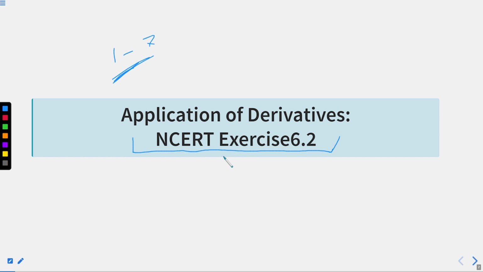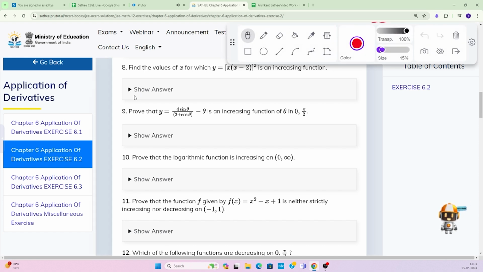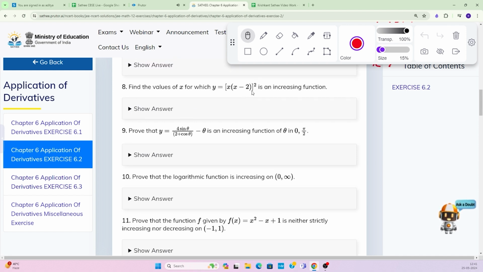The 8th problem from this NCERT exercise 6.2 says: find the values of x for which y equals x times (x minus 2) whole squared is an increasing function. Simple. This means that you have to first find the derivative of this. So finding the derivative, what will you get?